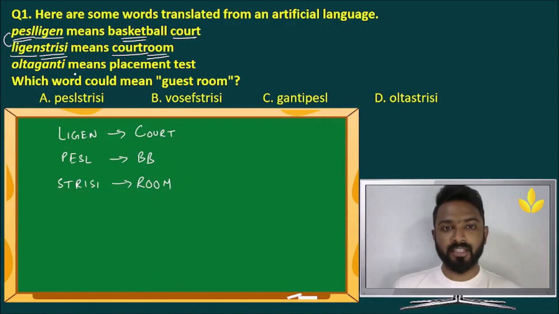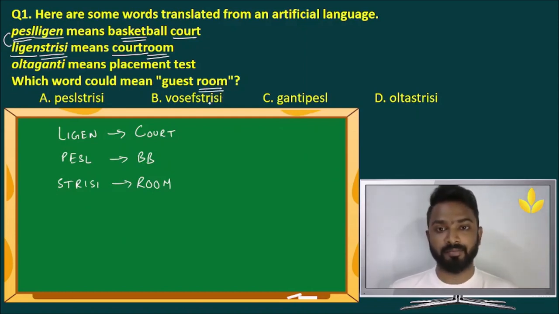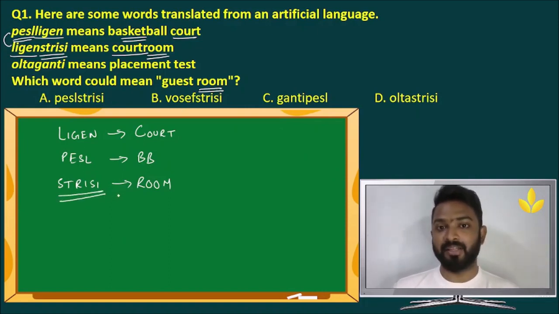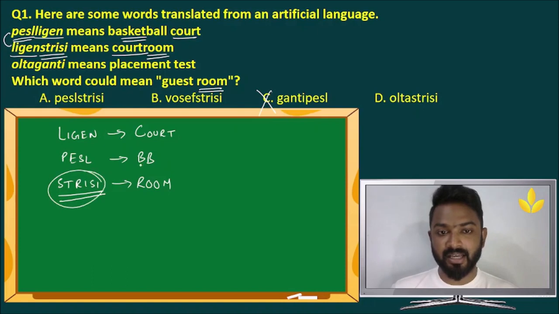And we have OLTA, GANTI as placement test. So this can mean this or this, we have no idea, and the other way around. So which word could mean guest room? The first thing we are 100% sure about is the room part. Room has to be there. And which word means room? STRISI means room. So we should look at the options again and eliminate whatever cannot be the answer. That is obviously C, because this is the only option where STRISI has not been mentioned. So it is impossible to be the answer. Others have STRISI, STRISI, STRISI, STRISI.